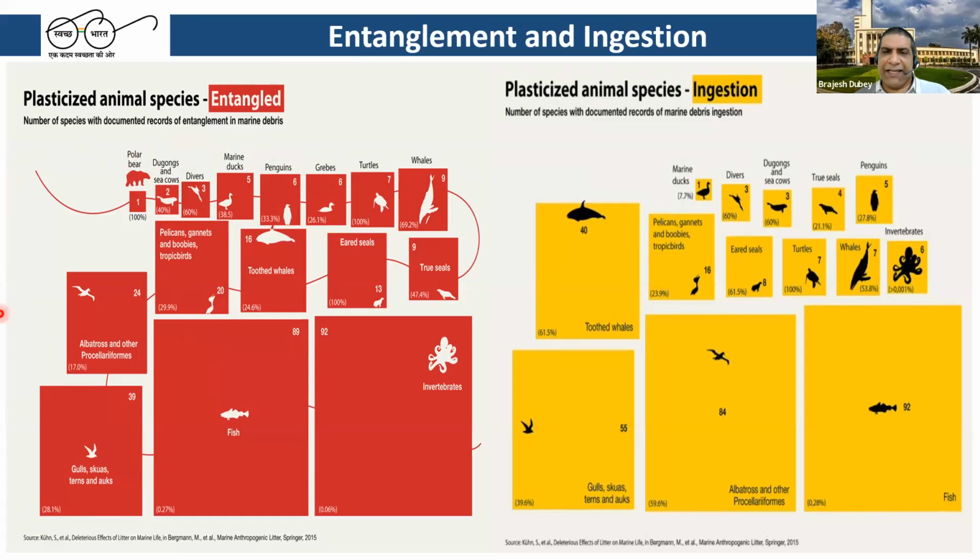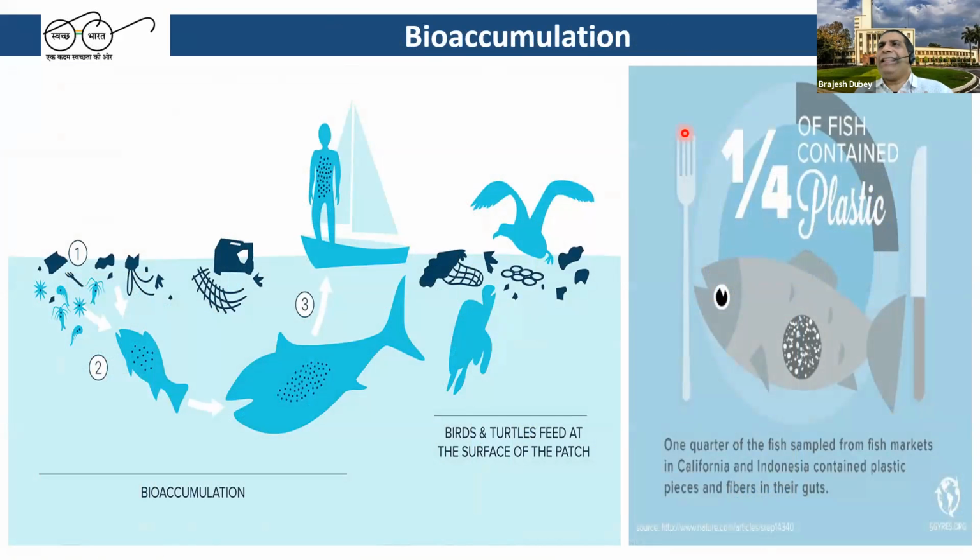On the left-hand side, these are all plastic-affected animal species. They got entangled. On the right-hand side is what got ingested by those. So we found plastic inside the flesh. This is the number of species with documented records of marine debris ingestion. When they ingest this material, it goes in there and they feel full, because this plastic is not going to digest inside their body. Their digestive system cannot really take that. So their stomach gets full, but they're not getting good nutrients and other supplies, and eventually they die.